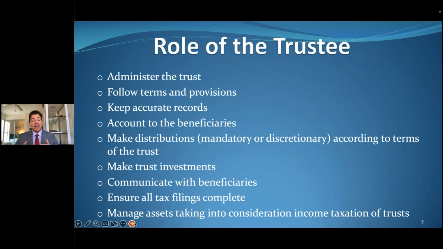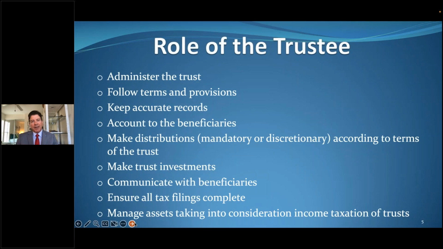The trustee has tax compliance obligations. They have to make sure the trust tax returns are filed. So most trusts will file a tax return called a 1041, which is a fiduciary income tax return. It's not always required, but it's something that is a best practice in many instances. And the trustee has to manage the assets, taking into consideration that income taxation of trusts, which is a complex subject, has its own nuances. So the trustee cannot be blind to this.